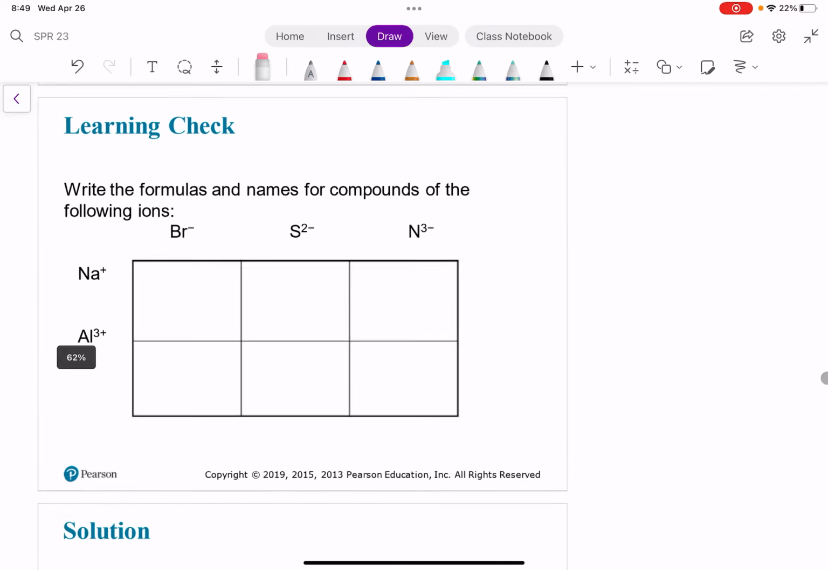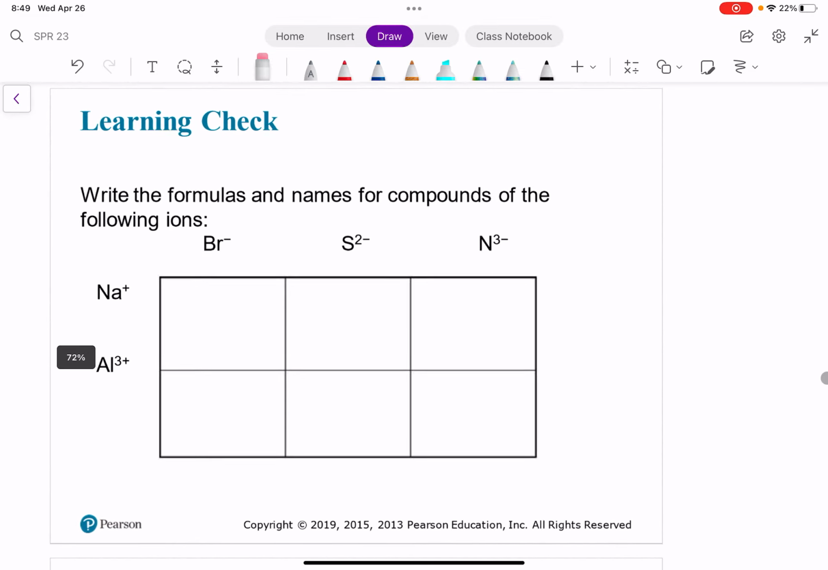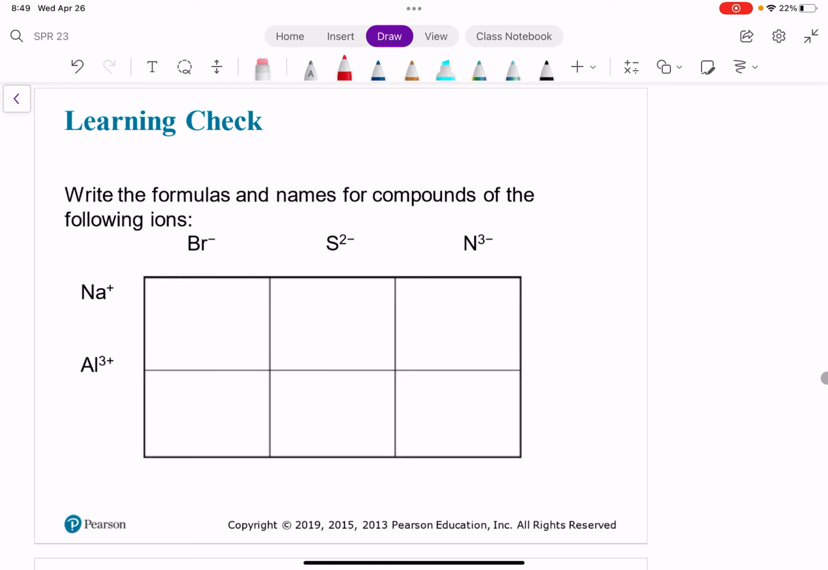Okay, let's actually just do this together. I don't want to show you the answers yet. So for the first one, what's going to come first, sodium or bromine? Yeah, sodium's going to come first. Why? It's a metal. How did I know it was a metal?